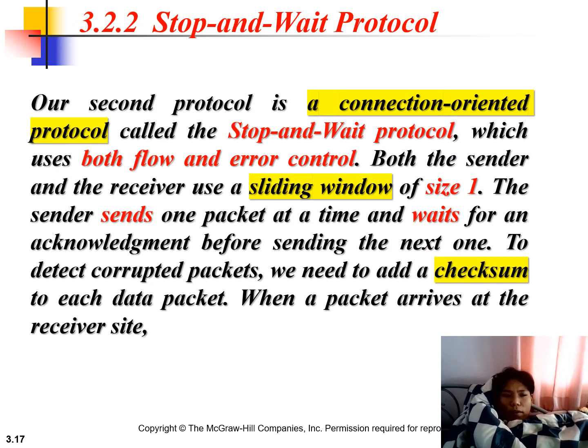Stop and wait protocol is a connection-oriented protocol which uses both flow and error control. Both sender and receiver use a sliding window of size 1. The sender sends one packet at a time and waits for an acknowledgement before sending the next one. To detect corrupted packets, we need to add a checksum to each data packet when the packet arrives at the receiver site.